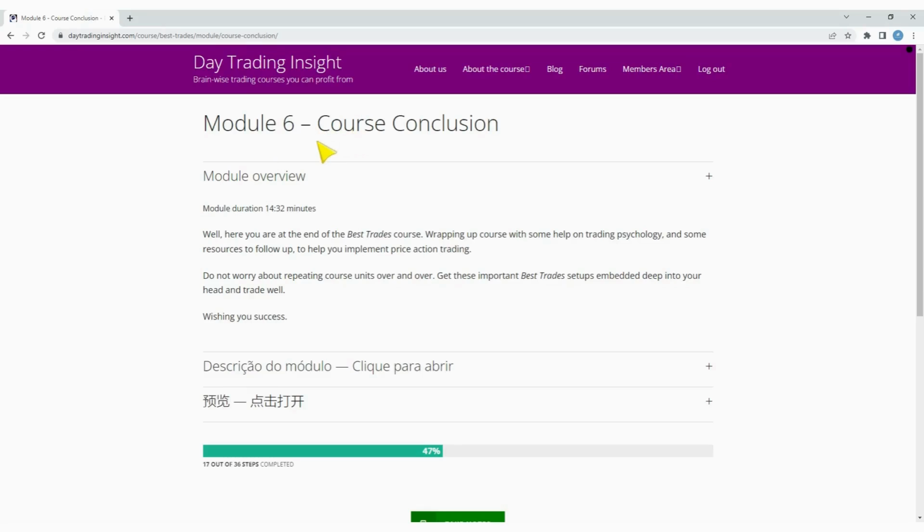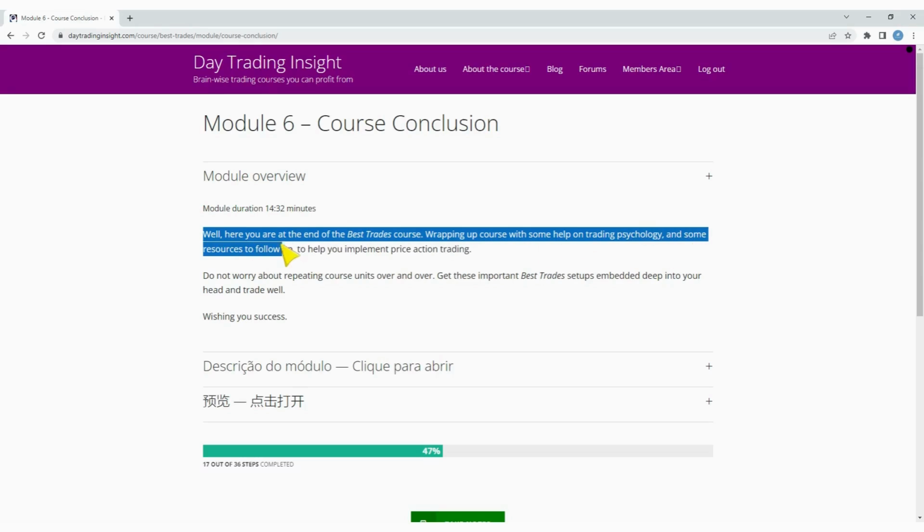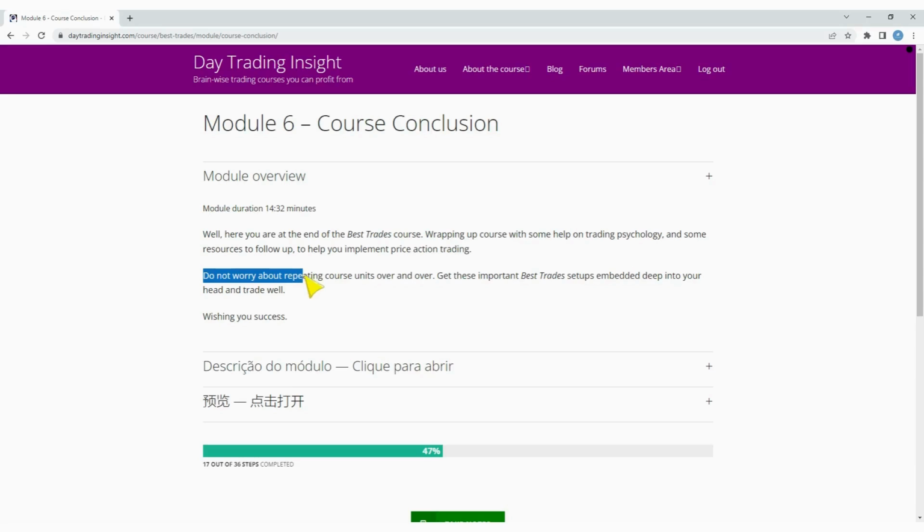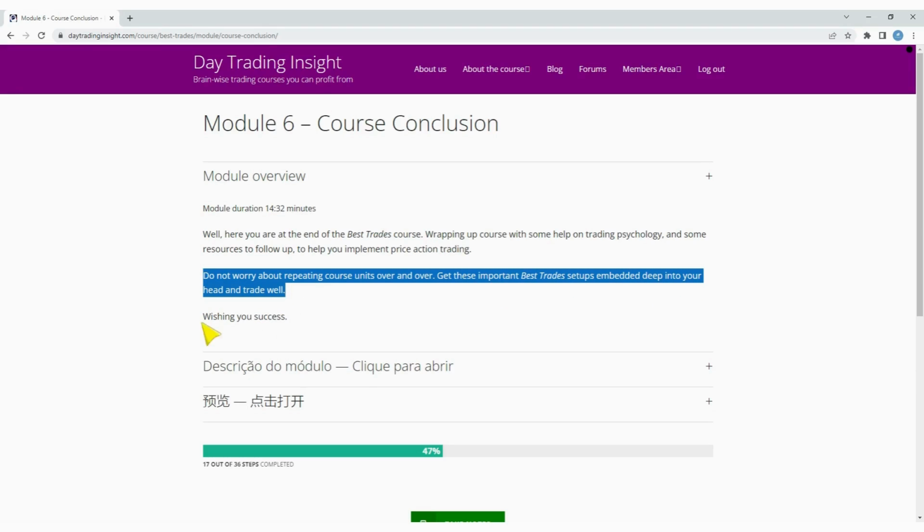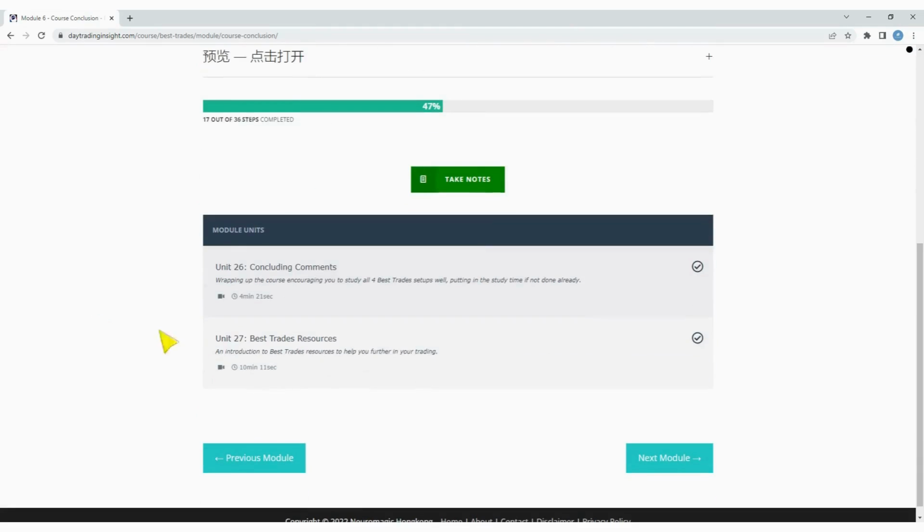So module 6 is more lighthearted. It's a course conclusion. It's only 14 minutes. And they say here, you're at the end of the best trades course, wrapping up the course with some help on trading philosophy and some resources to follow up and help you implement price action trading. So they said, do not worry about repeating the course unit over and over. Get these important best trade setups embedded deep in your head and trade well. Wishing you all the success.